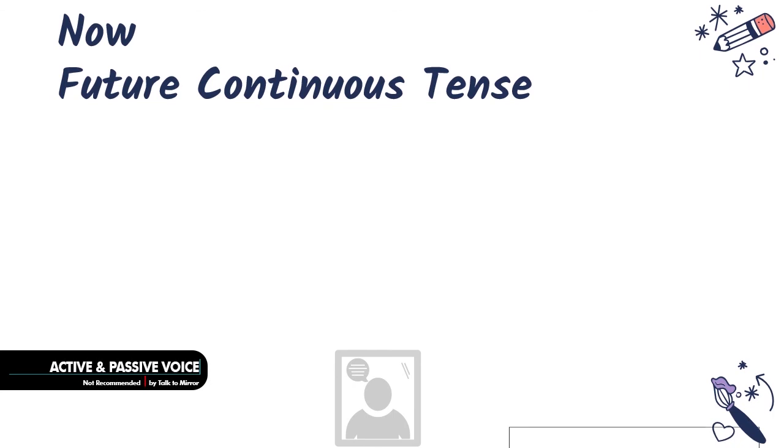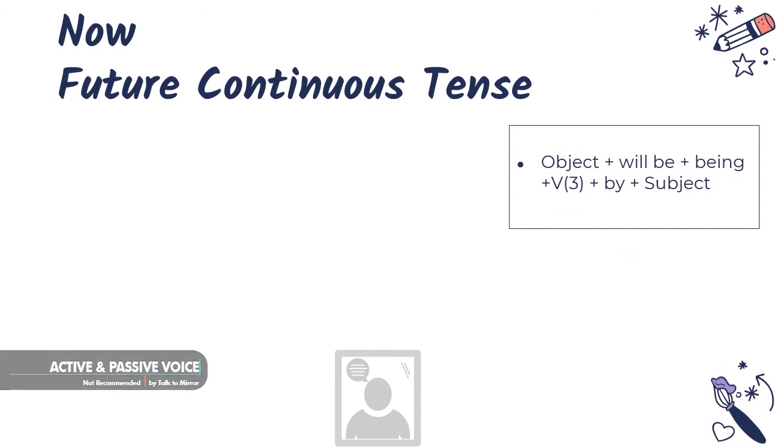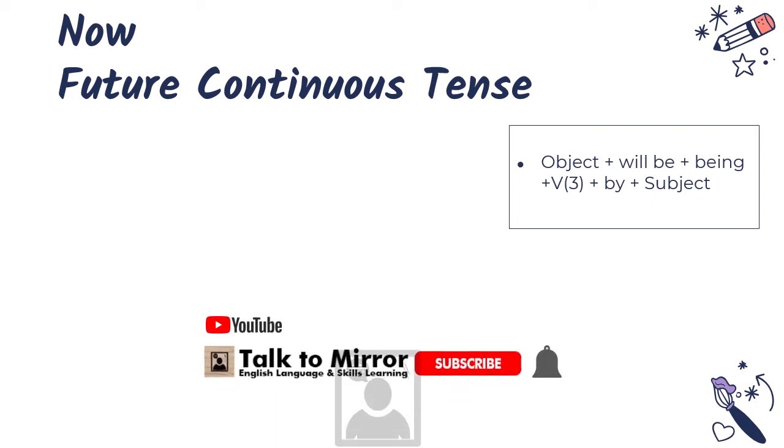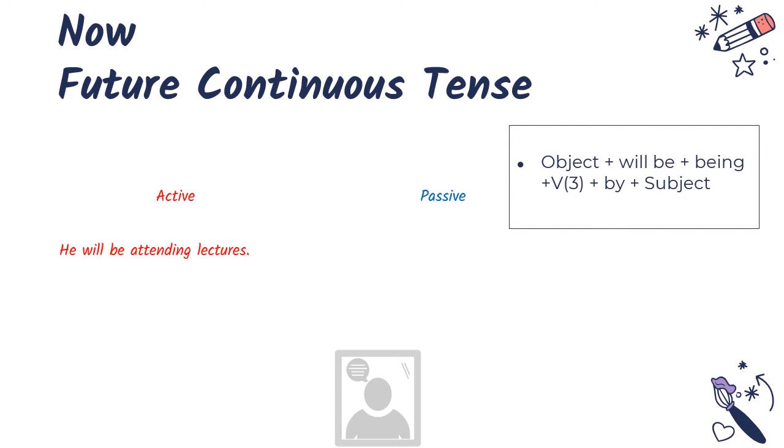Now let's talk about the future continuous tense for a bit. Some experts have given a formula to convert it in passive voice. It can be converted in passive voice, but it is not actually recommended. So the formula is object plus will be plus being plus verb's third form plus by plus subject. So look at some examples. We can convert it like: he will be attending lectures. Lectures will be being attended by him.